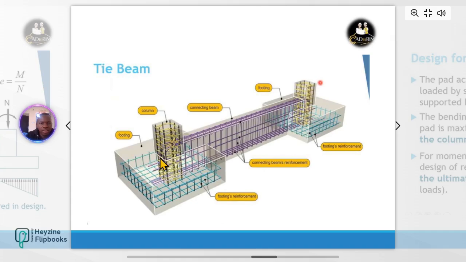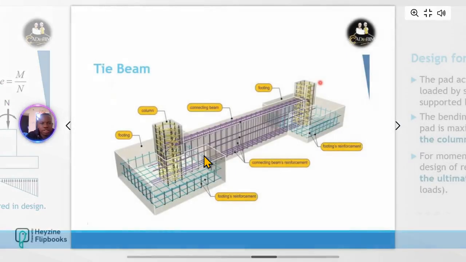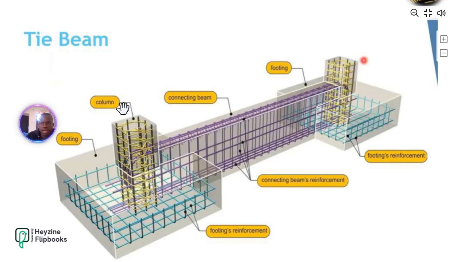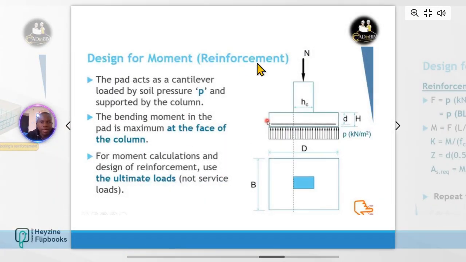So tie beam, this is how a tie beam is usually designed. I wanted to zoom so that we can have a look at that. These are columns, these are footings, this connecting column, this column, footing reinforcement. You can see how it's being detailed. So let's just proceed. Design for moment reinforcement. If you're just designing for axial load, this is how you go about it. The pad acts as a cantilever, loaded by pressure, that's P, and supported by a column.